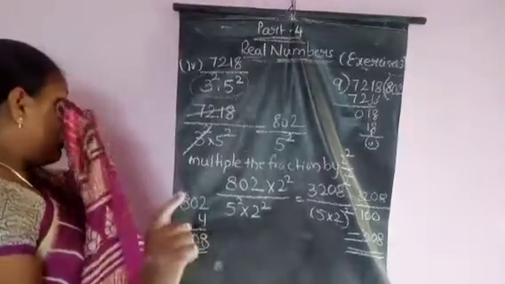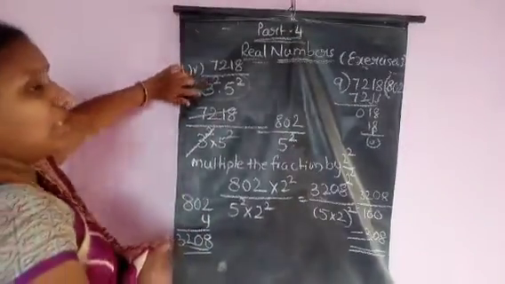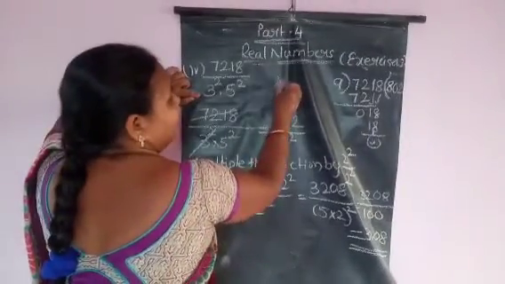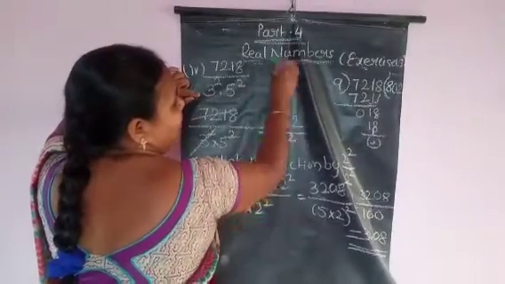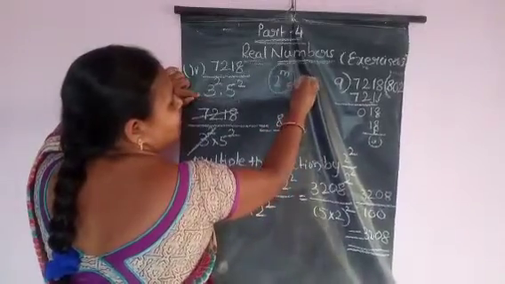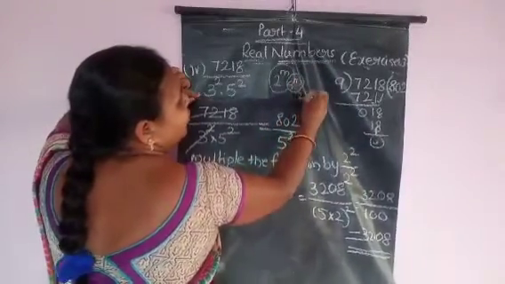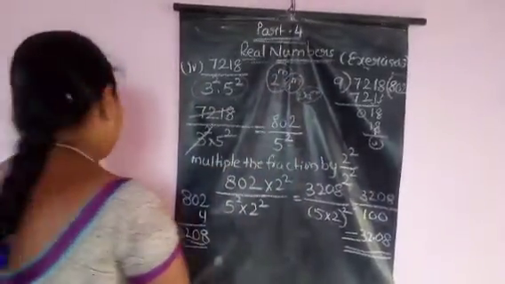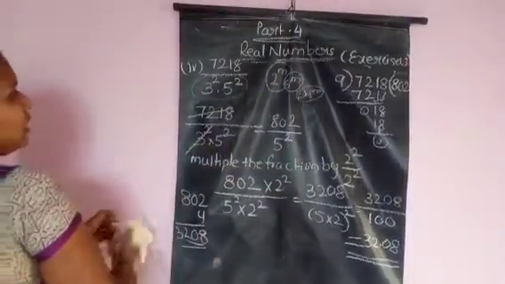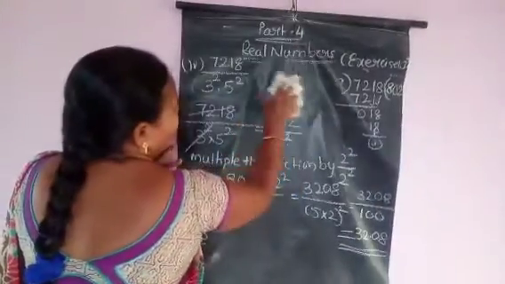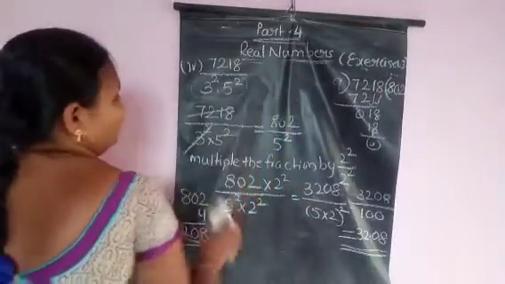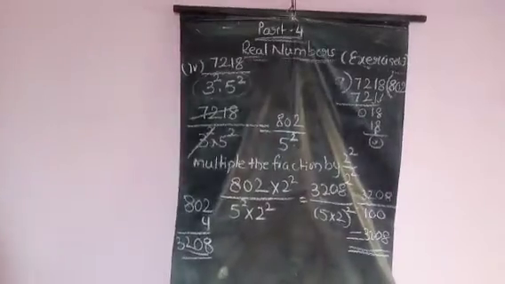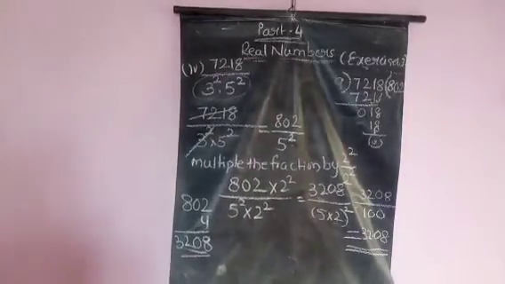The only thing we have to do is check the denominator. It must be of the form either 2 to the power of something, or 5 to the power of something, or 2 into 5 to the power of something. Then we can write the given P by Q into decimal form. Okay, please copy this.